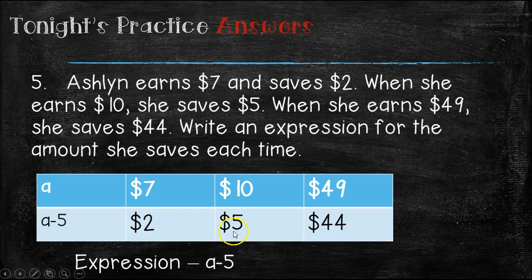Here's what your table should look like. It shows that Ashlyn, which I just gave an A, but the variable could be any letter you want. So it says that she earns 7 and she saves 2. She earns 10 and saves 5, and earns 49 and saves 44. So we know our expression here is A, subtract or minus 5.